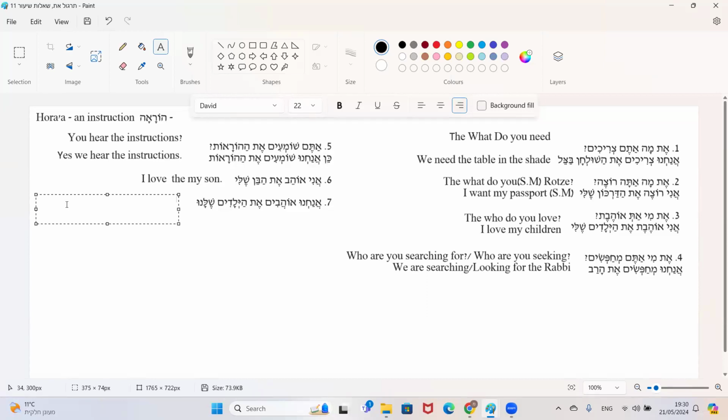Anaknu ohavim et hayeladim shalanu. Perfect, man. Do you know what it means? We love the children, our children. Perfect. Man, thank God for you. We love our children. And in this sense, our children are specific, right? We're a couple, for example, and we love our children. Our children are specific. We have 2 for the sake of the example.